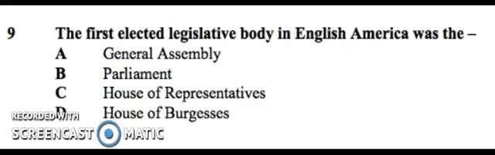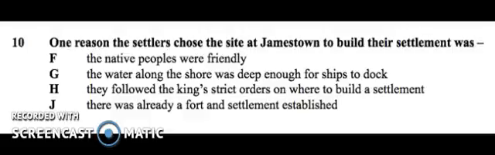Question 9. The first elected legislative body in English America was the A. General Assembly, B. Parliament, C. House of Representatives, or D. House of Burgesses.